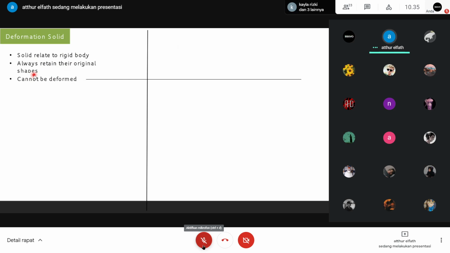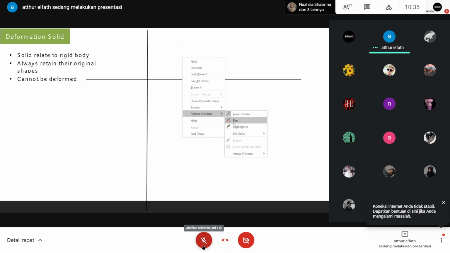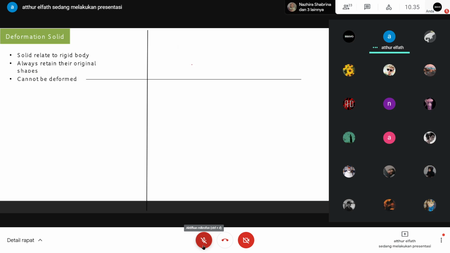And I think we agree with the second characteristic. And for example, let's say I have two different materials. The first one, iron, and the second one, rubber.